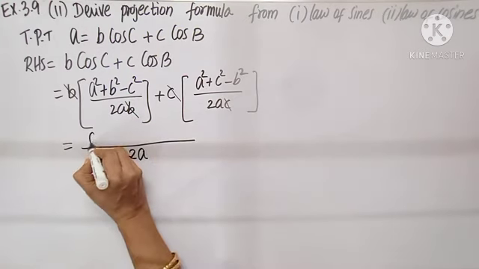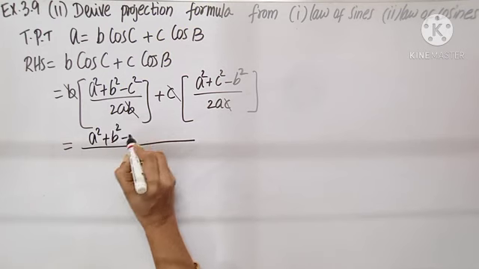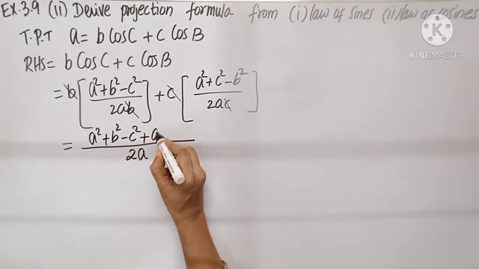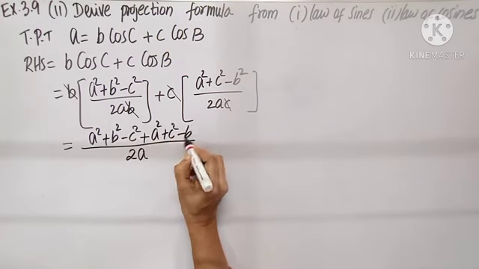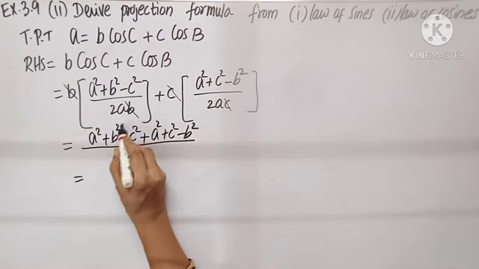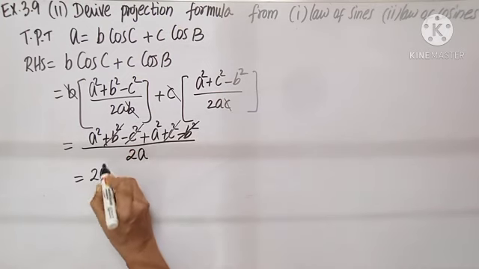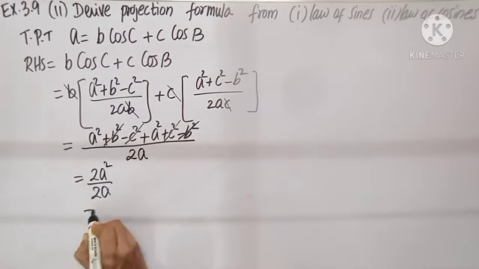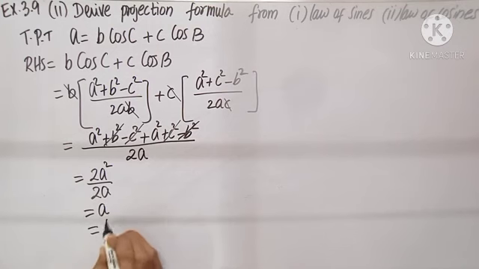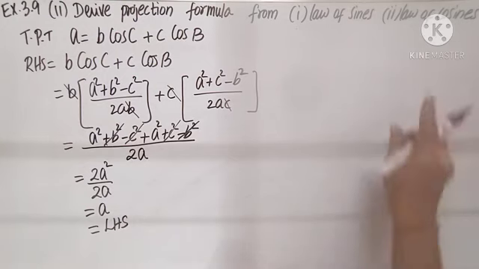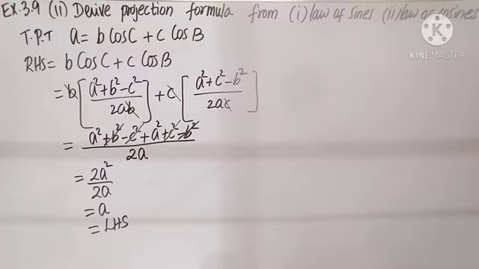Adding the numerators, it is a square plus b square minus c square plus a square plus c square minus b square. So plus b square minus b square cancels, plus c square minus c square cancels. We are left with 2a square by 2a, that is a, and a is the LHS. So we have proved the projection formula using the law of cosines.